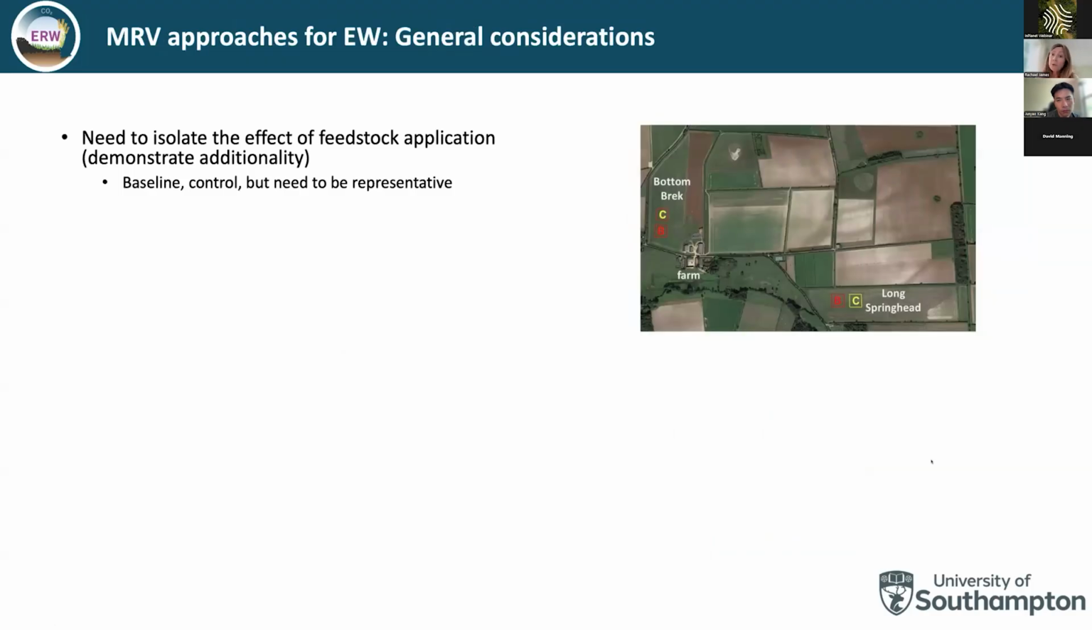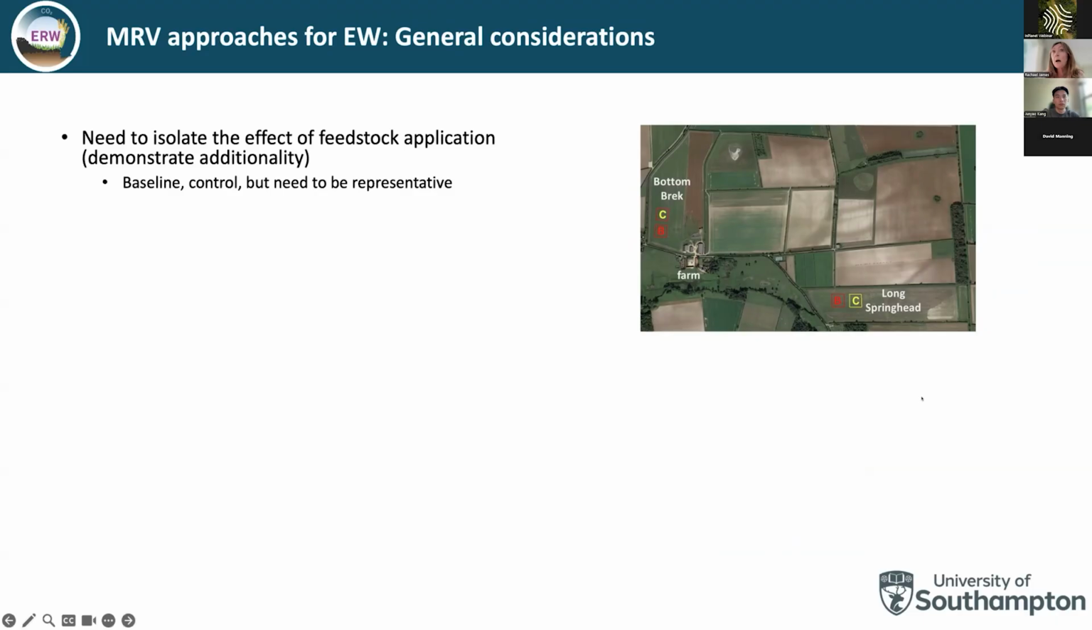All right, so how do we go about using those two techniques I just talked about? How do we go about applying those to enhanced weathering? So just some general considerations, first of all. Key thing is obviously we need to isolate the effect of the feedstock that we apply from the background natural weathering processes that would go on in any case. So we need to demonstrate additionality.